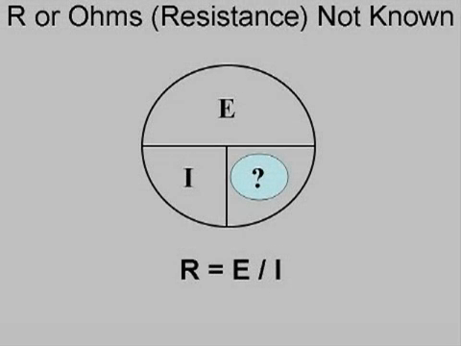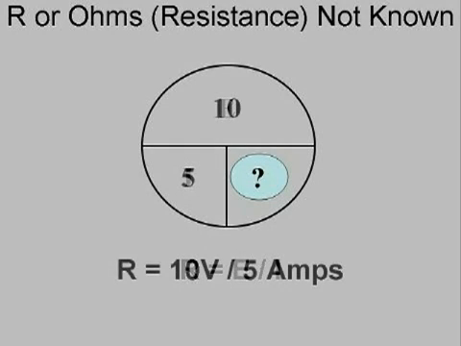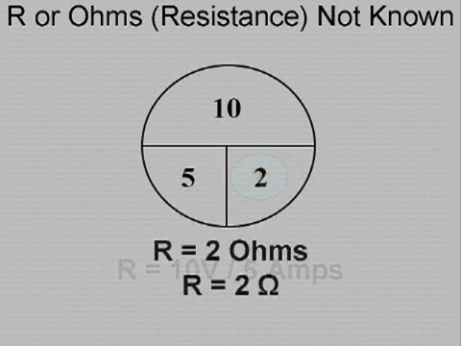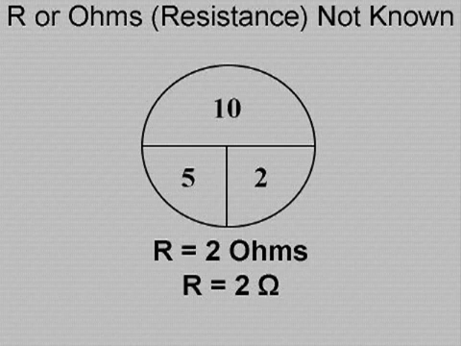Let's say we would like to calculate how much resistance a device exhibits on our circuit. We would cover up the unknown value, which is the R for resistance. We've created another division problem, E over I. So let's say again we have 10 volts and 5 amps. How much resistance do we have in our circuit? The answer is 2 ohms. Remember, the symbol for ohms is the omega symbol, shown at the bottom of this picture.